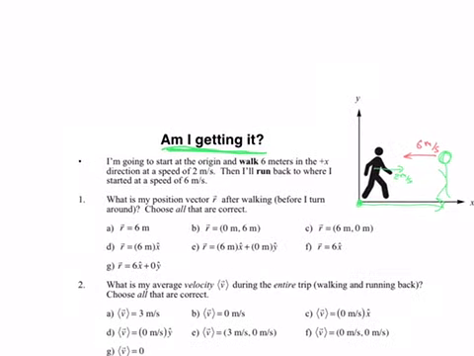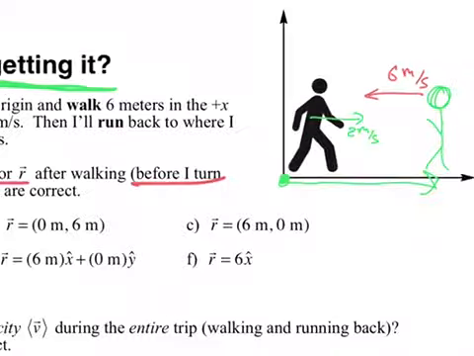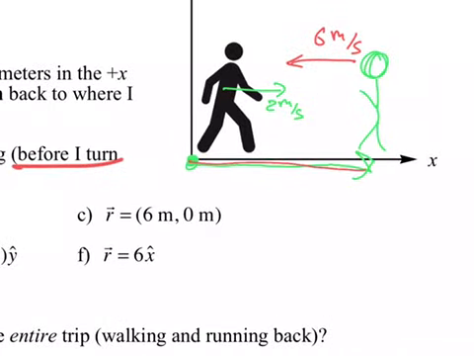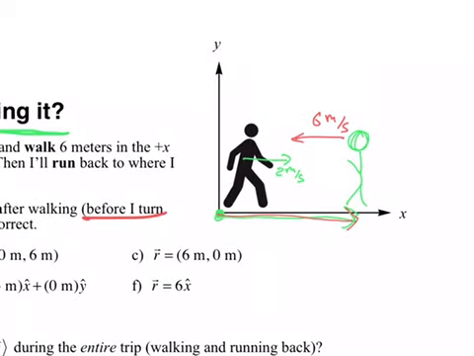So the question is going to be, what is the position vector of me after walking that 6 meters, but before I turn around? So that's just walking over here. So there's no movement up in the y direction. So our position vector r is going to be equal to, well, we know in the y direction it's going to be 0 meters. And in the x direction, well, the position vector starts at the origin and goes to where we are, and that's going to be 6 meters.